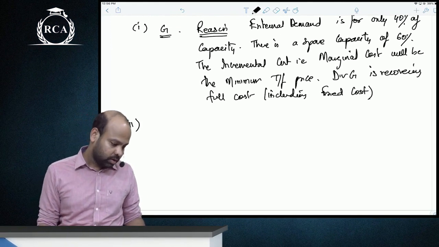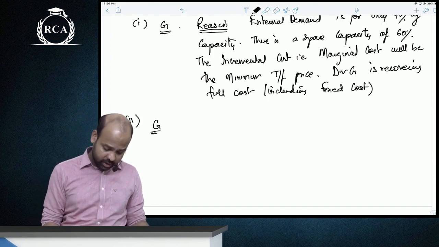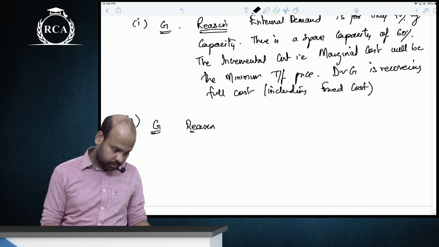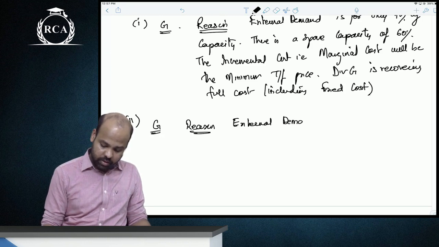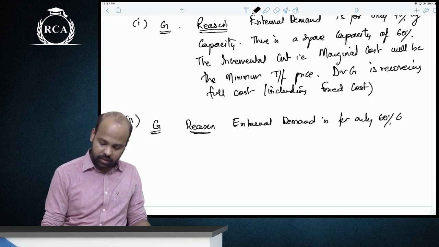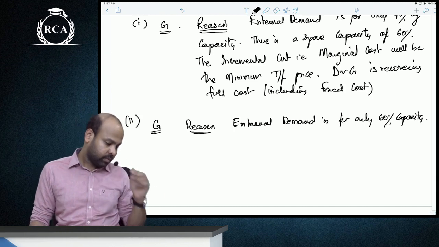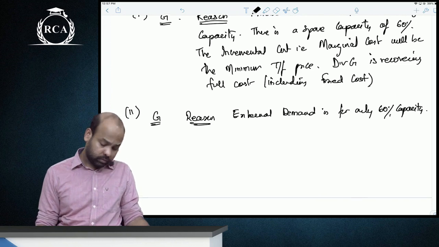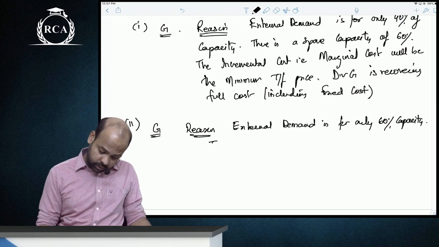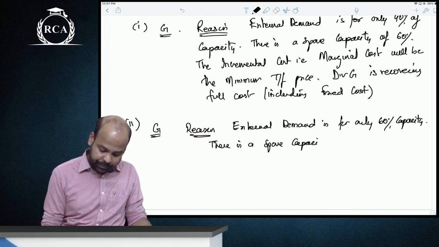Second bit, beta. Again, guys, who's in an advantageous position, you can recollect. Reason, guys: external demand is only for 60% capacity. So there is a spare capacity of 40%.